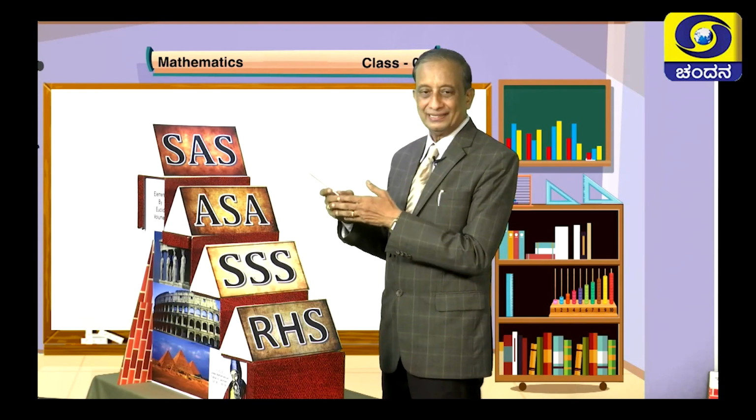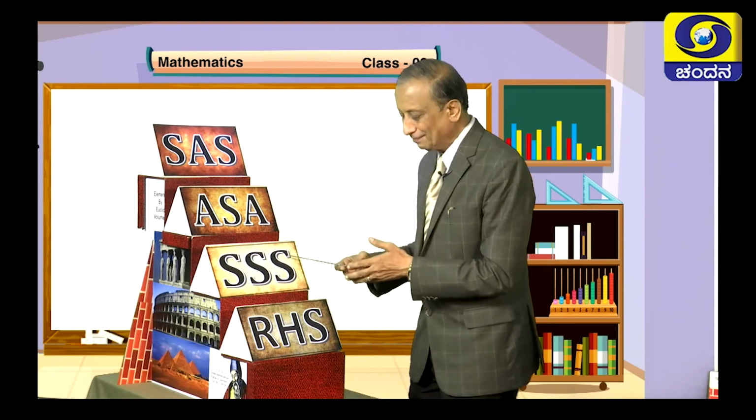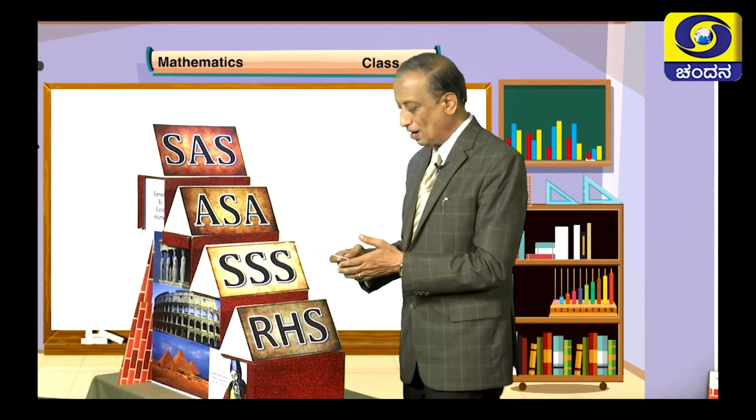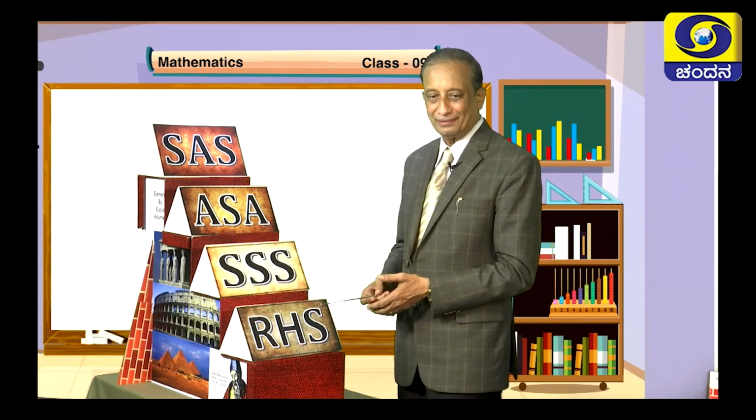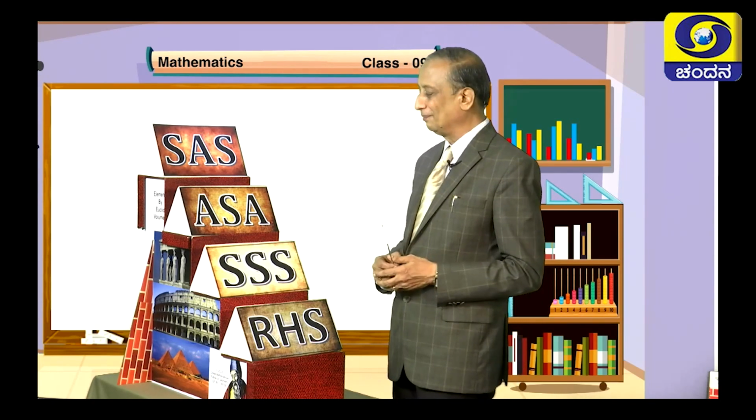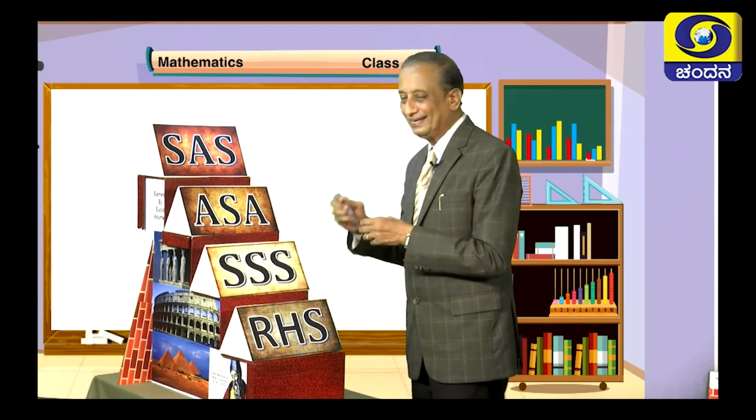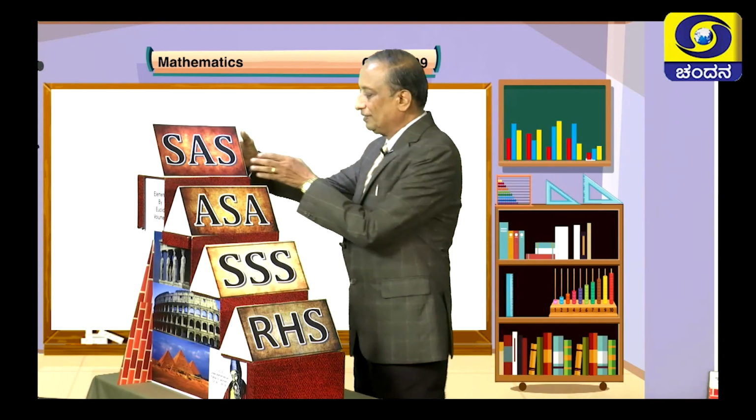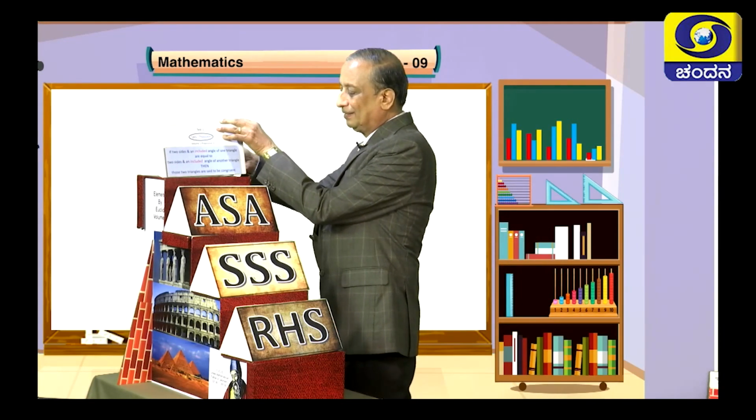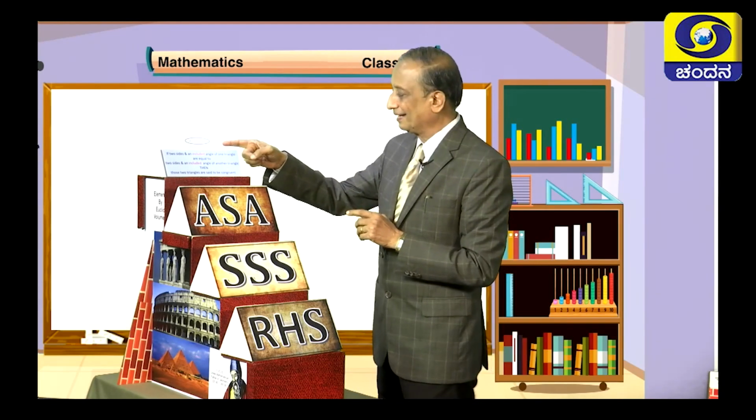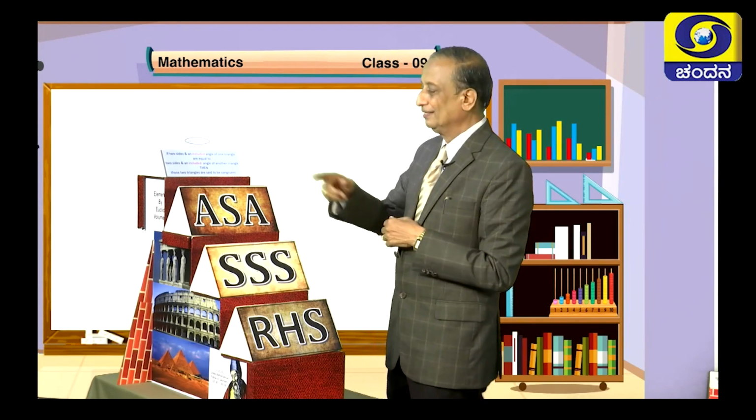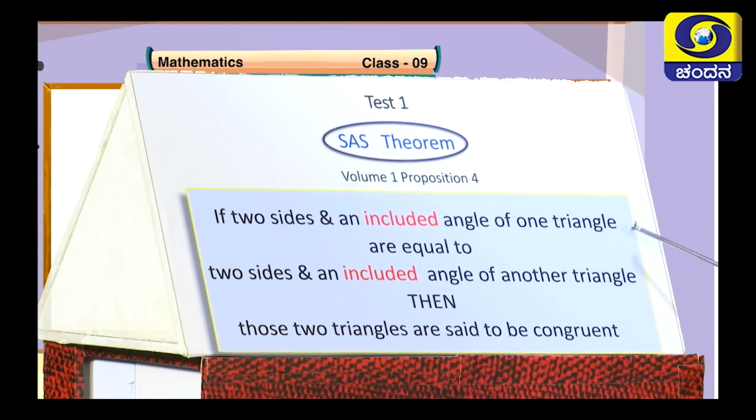This is given as theorem number 5.1. This is given as theorem number 5.2. And this is given as theorem number 5.5 in our textbook. Among all these, for this only the proof is given in our textbook. Now, if you give just one flip like this, you can see the general enunciation for test number 1, which states that if two sides and an included angle of one triangle are equal to two sides and an included angle of another triangle, then those two triangles are said to be congruent.